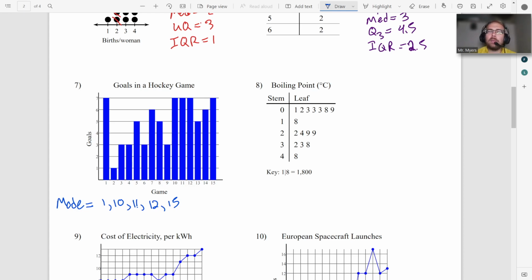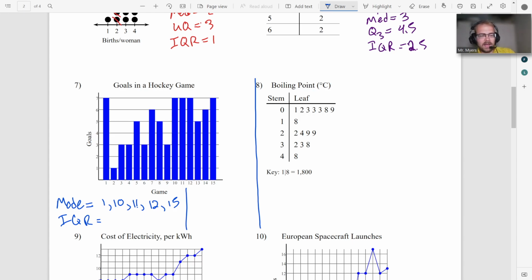Okay, so that was the mode. Now let's get the rest of the stuff. I'll go ahead and put interquartile range here. We'll come back to that later. But let's go ahead and get all of our main stuff now. So the X bar, we've got to type it all in. Ooh, this is going to be annoying.